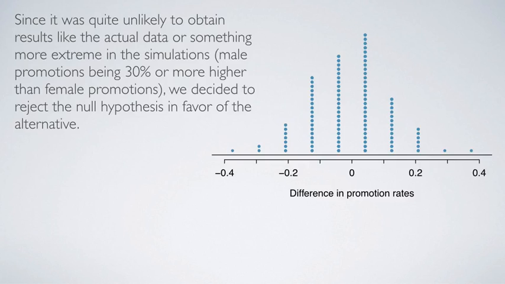Each one of these dots here in the dot plot represents one simulated difference between the proportions of males and females getting promoted. 30% does not seem like a usual outcome. In fact, it's quite unlikely to obtain a result like the actual data or something even more extreme in these simulations. More extreme meaning male promotions being 30% more or even higher than female promotions. Therefore, we had decided to reject the null hypothesis in favor of the alternative.